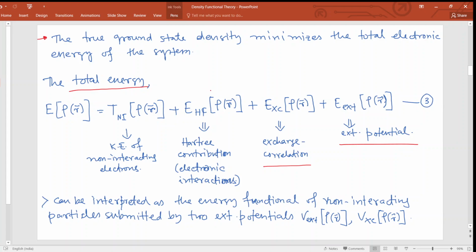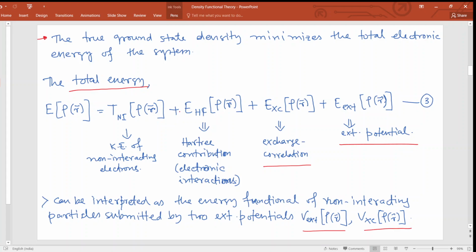So one is this Hartree term, which you have seen earlier. Exchange correlation is something which I explained also, and E external is the external potential, which means that, let's say, there is a magnetic field or electric field, something like that, applied externally. Okay, so that is how you define the energy functional, and then you have to optimize this. So del E with respect to del rho, and then you have to find out which one is the ground state configuration. So this can be interpreted as the energy functional of non-interacting particles subjected to two potentials, which are V external and the V exchange correlation functional.